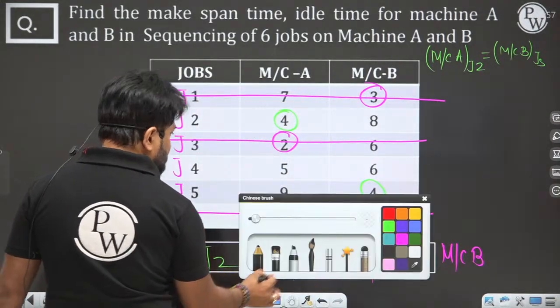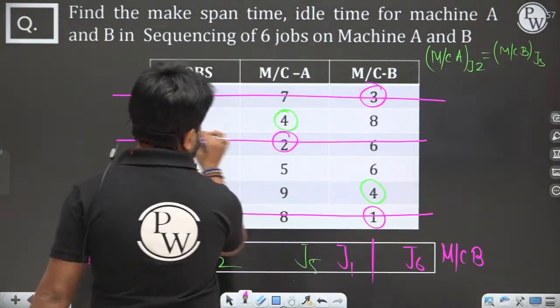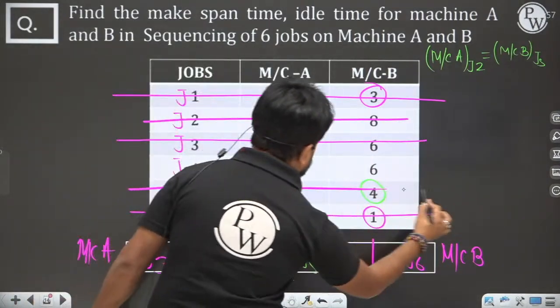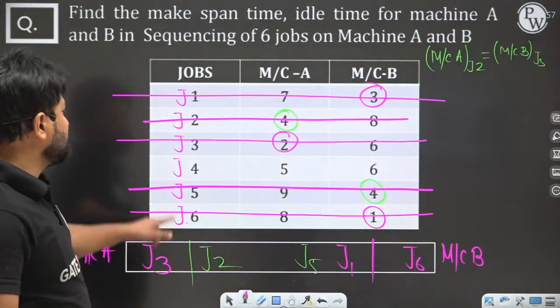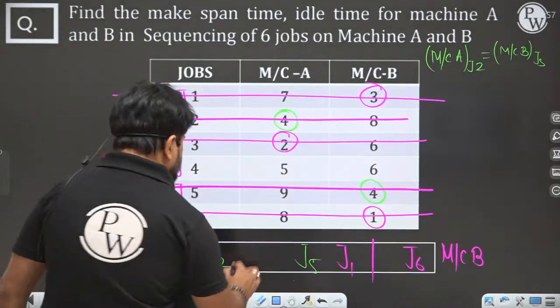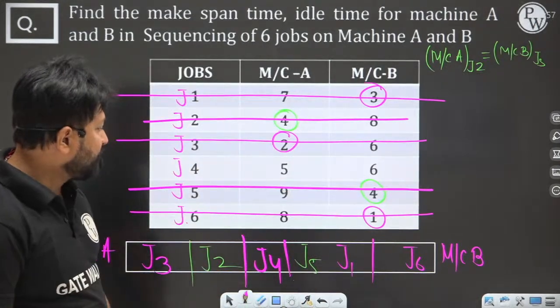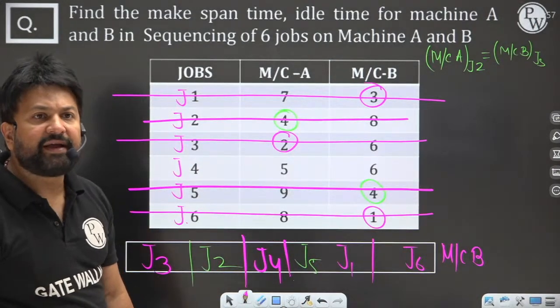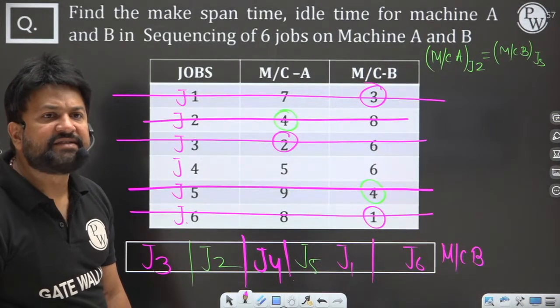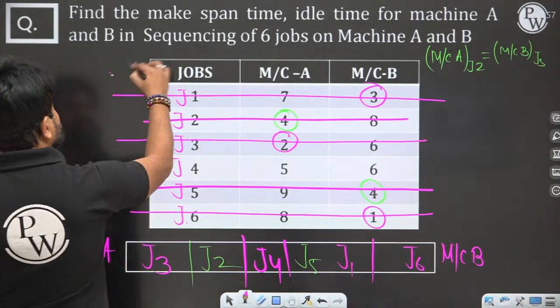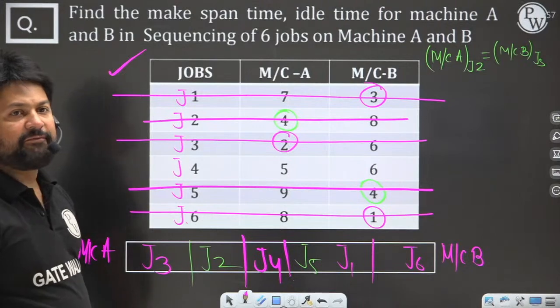So this will be cancelled. Only one job is remaining, that is J4. It's over. So 3, 2, 4, 5, 1, 6. Are you getting 3, 2, 4, 5, 1, 6? Yes, you are getting. Now we have to find the makespan time.